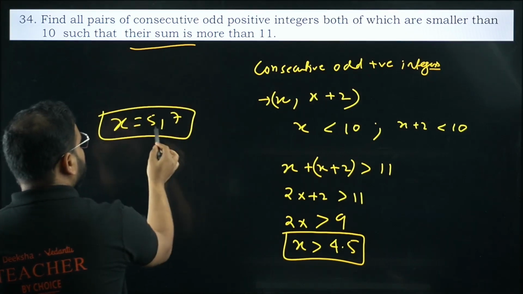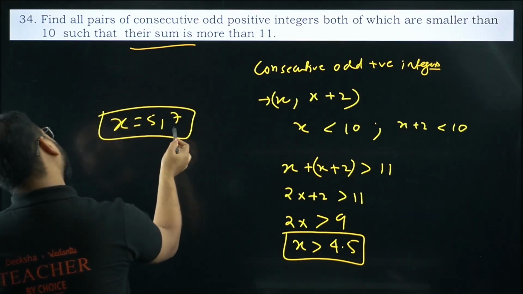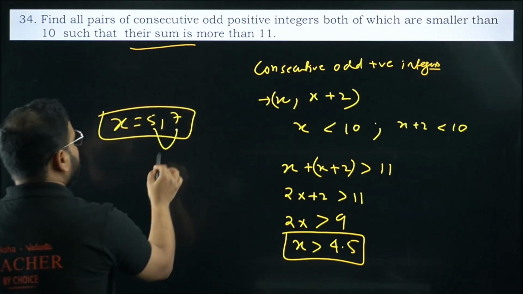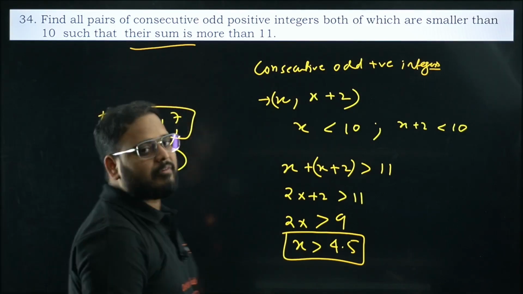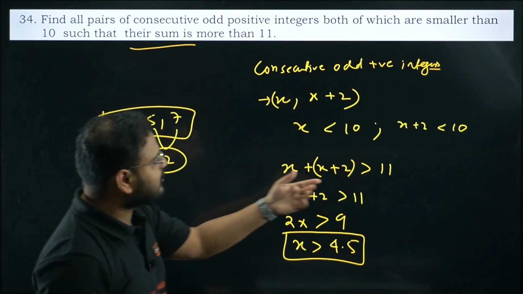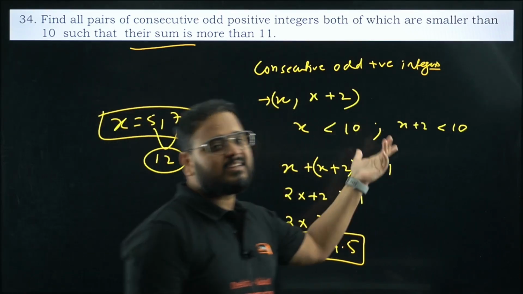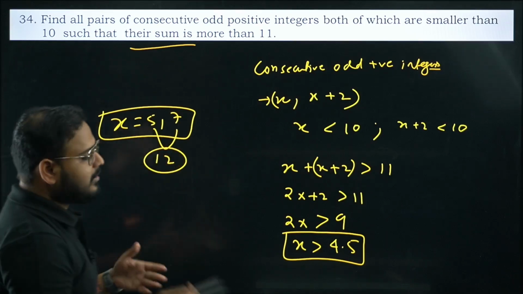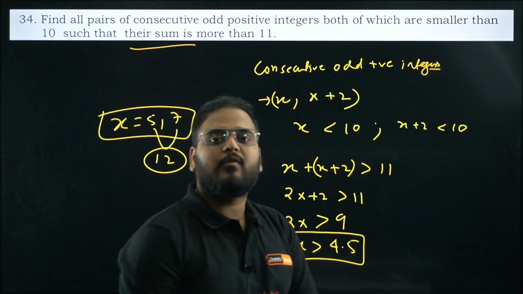Their sum is 11, sorry, 12, no? The sum is 12, right? The sum is 12, sorry, not 11. Forgive me. 12 is more than 11 and they're both less than 10, right? 5 is less than 10 and 7 is also less than 10. Hence the answer is not 4. The answer is more than 4.5, which is 5 and 7.